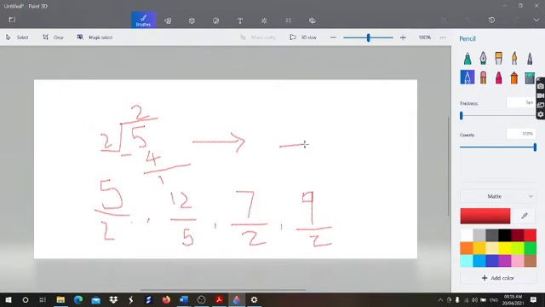Here 5 upon 2, right? So write down 2 here. Then 2 twos are 4, so you have to start from here. Correct. 2 integer 1 upon 2. 2 twos are 4 plus 1, 5 upon 2.